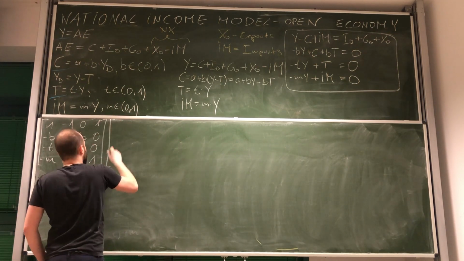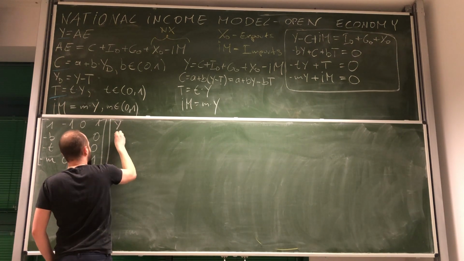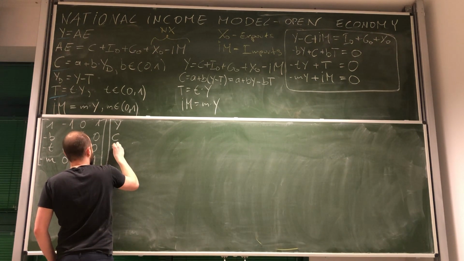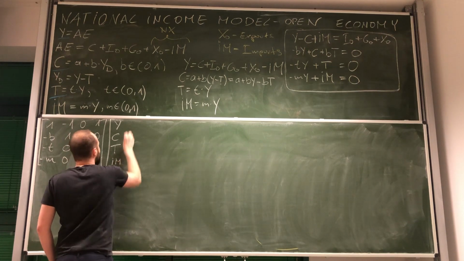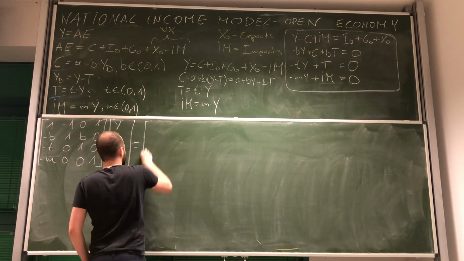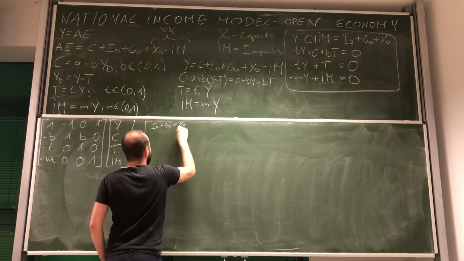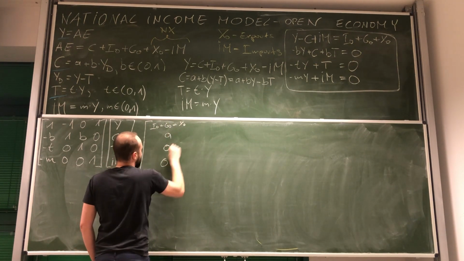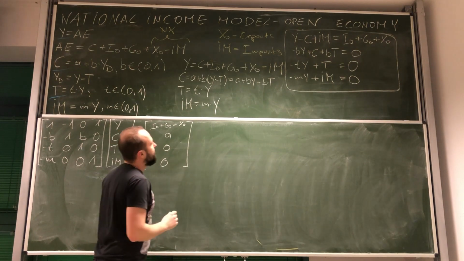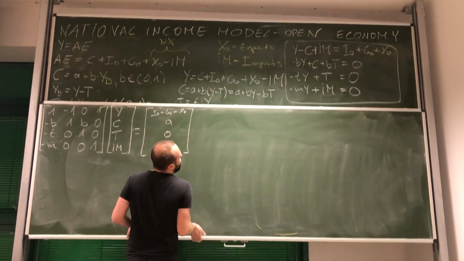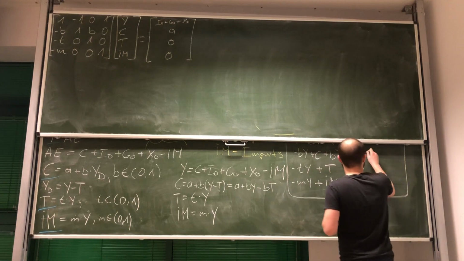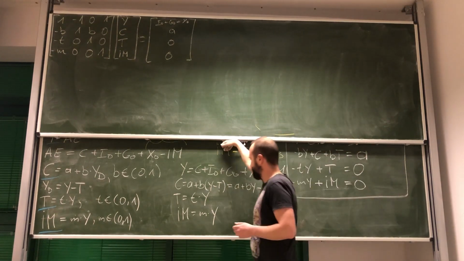Okay, we have these three variables, so y, c, t, in, which are equal to I0 plus G0 plus X0, A0, 0. Okay, yeah, I think I jumped the gun here. Of course, A.